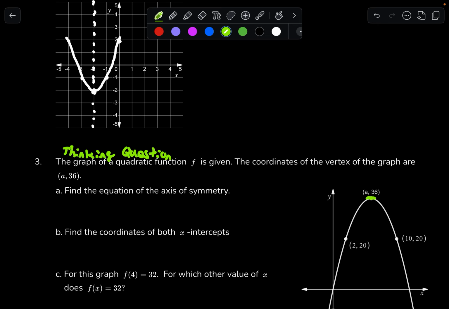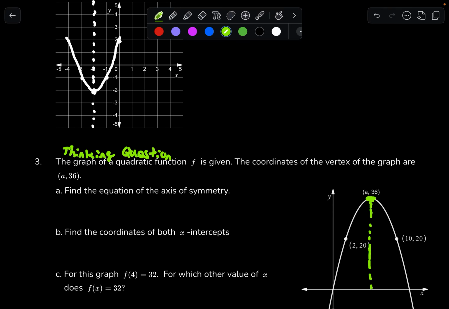Now, we know the axis of symmetry is exactly in between any two given points that have the same output value. Usually we talk about the intercepts, but in this case, we're going to use the fact that when x is 2, the output's 20, and when x is 10, the output's 20. They have the same output. So if we find the average of these two x values, the average will put us right in the middle, and that'll give us the value of a.